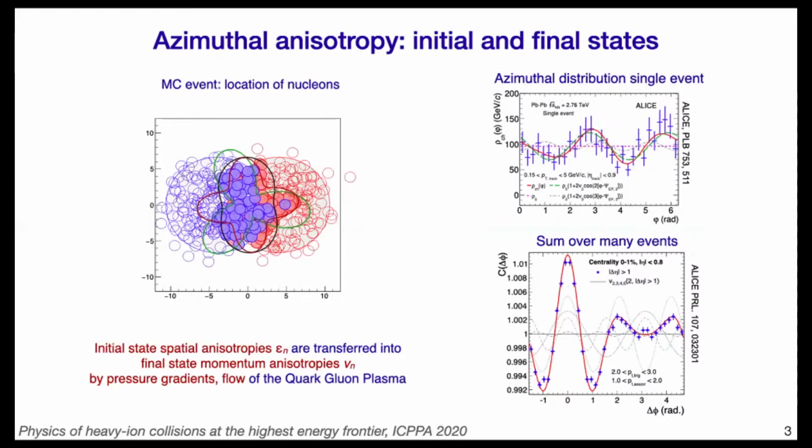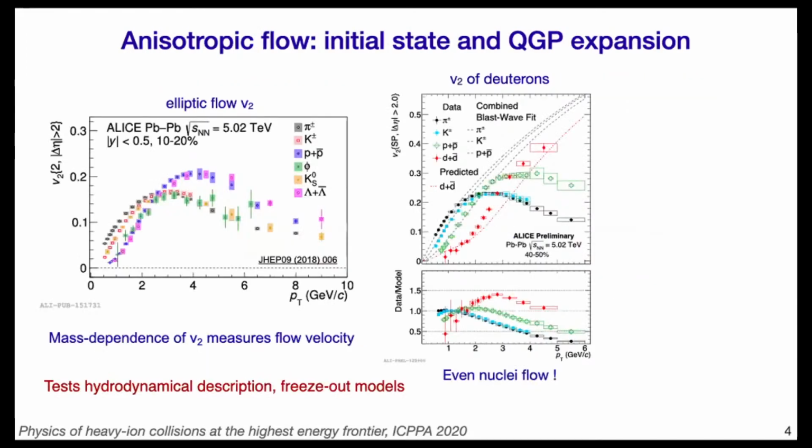And of course, to make it more precise, what you do is you sum over many events, and you see correlation plots like the one at the bottom, which then allow you to get these similar Fourier coefficients, but now of the final state. To illustrate that, I show here just a sample of those measurements. What we normally do is plot this as a function of transverse momentum, and you see here the amplitudes of the second coefficient for many different particles.